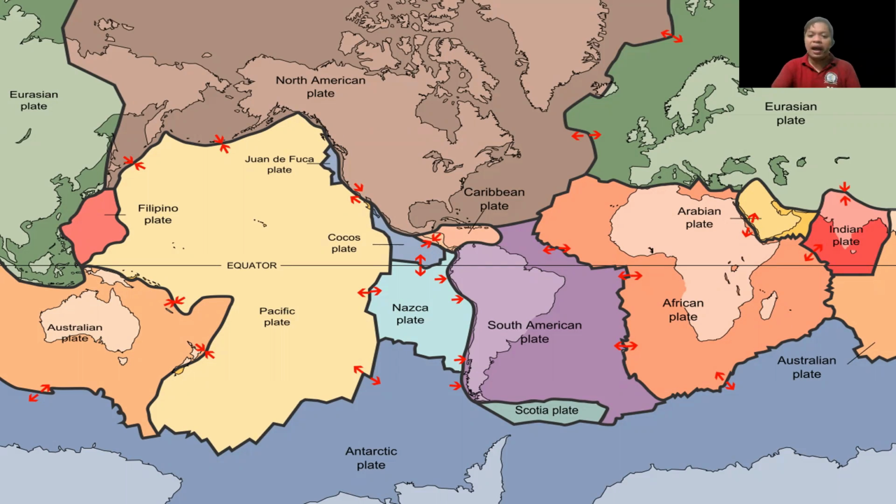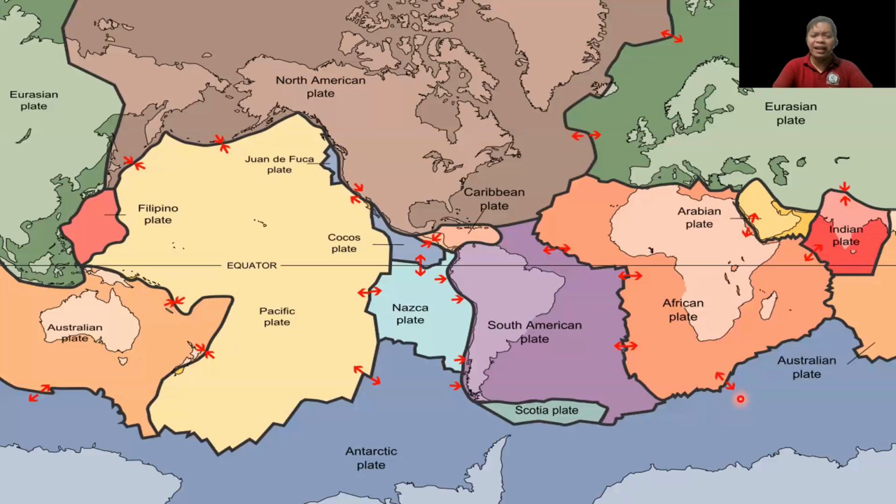So for example, I have here the Australian plate. You can see the direction of the Australian plate. It's moving downwards, while the African plate is moving upwards. What do you think is the type of plate boundary that you can see here, between the Australian plate and the African plate? Since they are moving away from each other, the answer would be a divergent boundary.